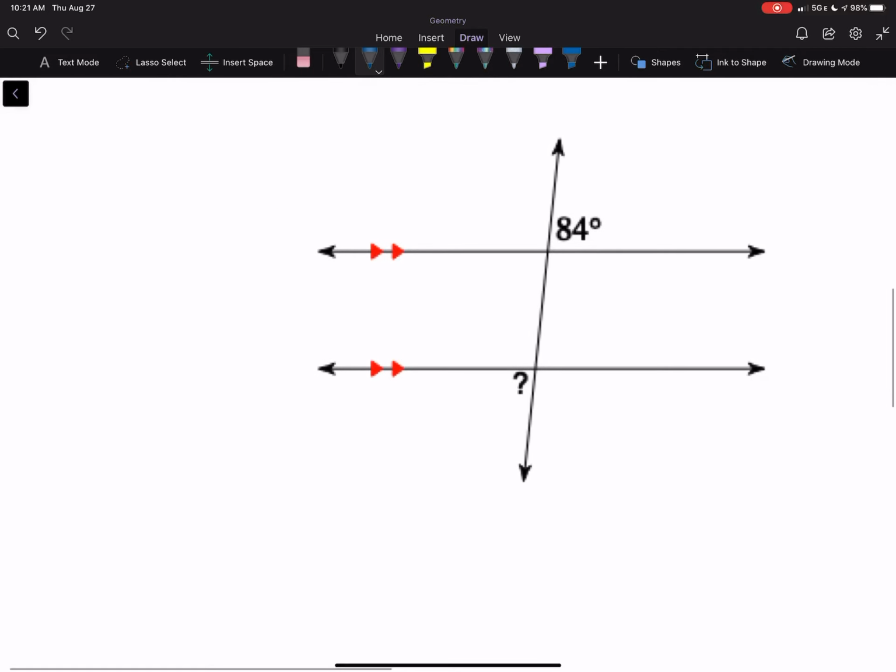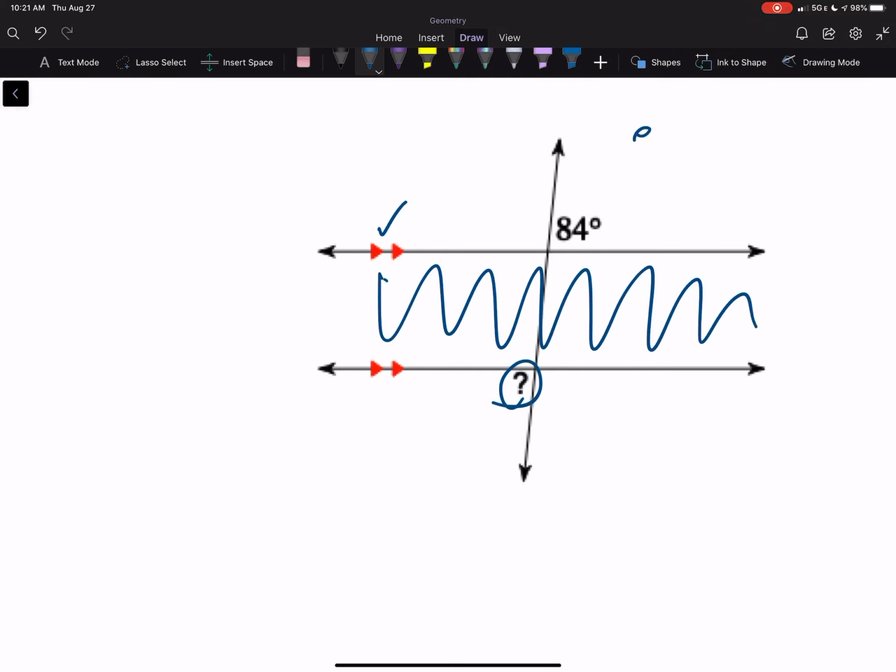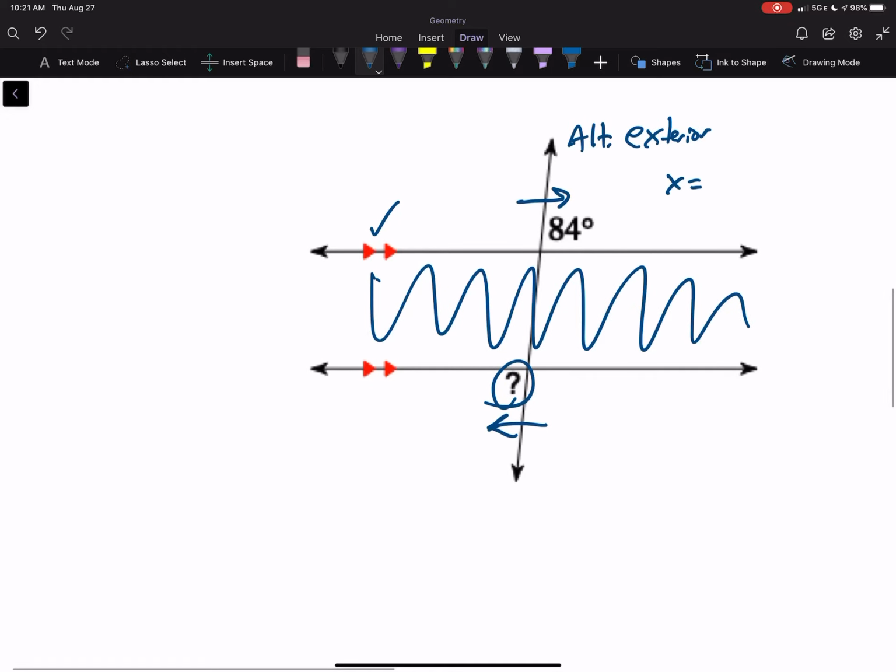So let's see how this works. So what is the measure of this angle that is missing? Well, if we look over here, we can see that these are parallel. We can see none of them are inside, so these are exterior. And we can see that this one's on the right and this one's on the left, so they are alternate exterior angles. Okay, so that means that they're the same measure, so that means that the missing one is 84 degrees.